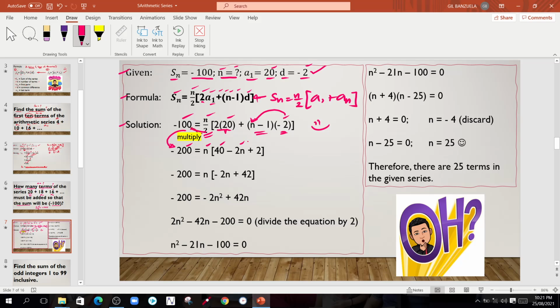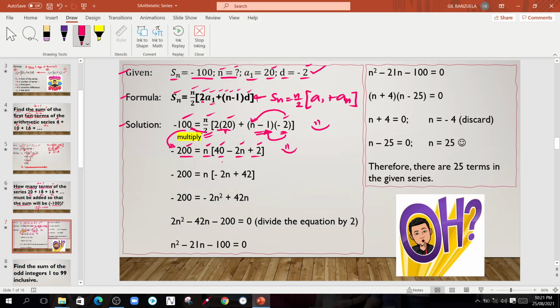O, guys, take note of the sign. Again, when we multiply, unlike sign always gives us negative result, while like sign gives us positive results. That's why negative 2 times negative 1 is positive 2. Then, after doing so, we arrive at negative 200 equals to n times 40 minus 2n plus 2. Now, relax. So, pag nakuha natin yan, very good. Again, kung hindi, pause the video, rewind, and rewatch until you master the skill.